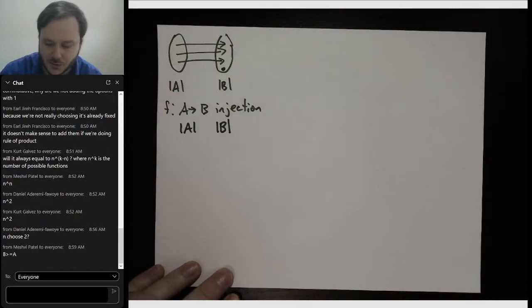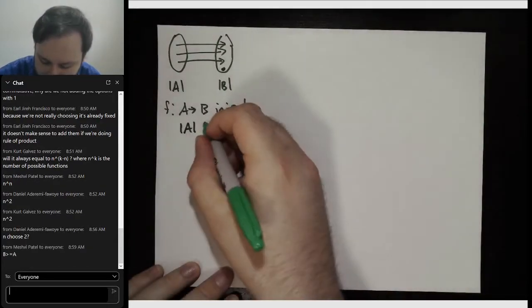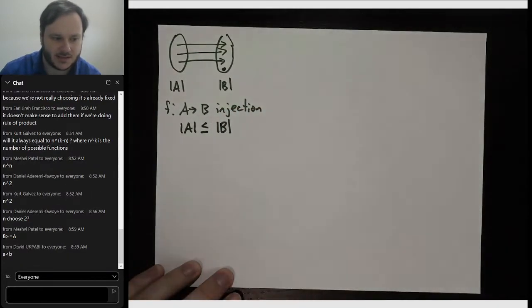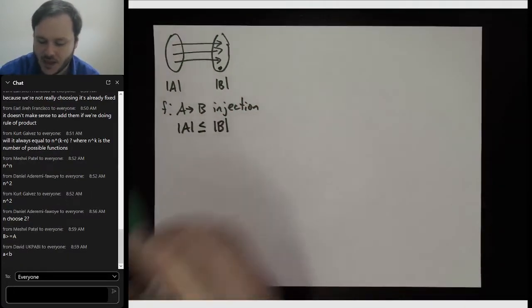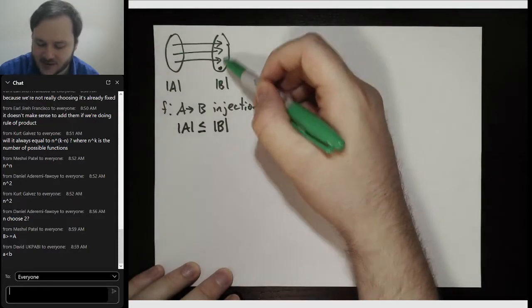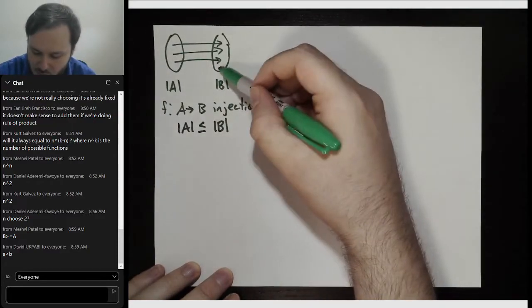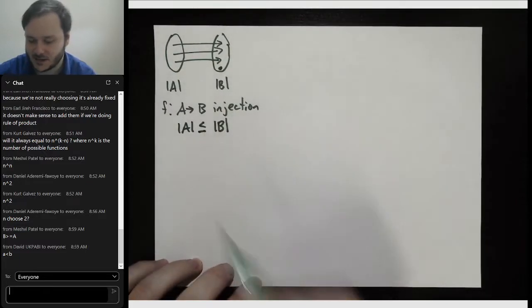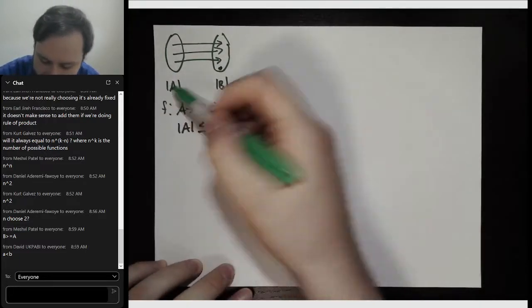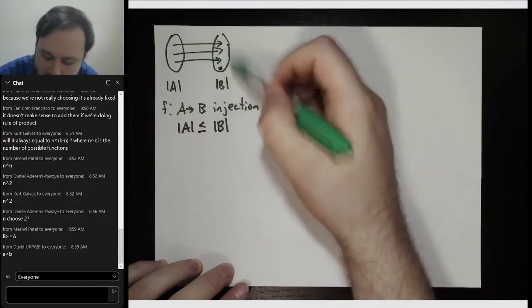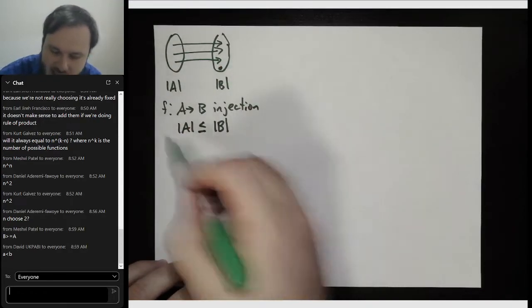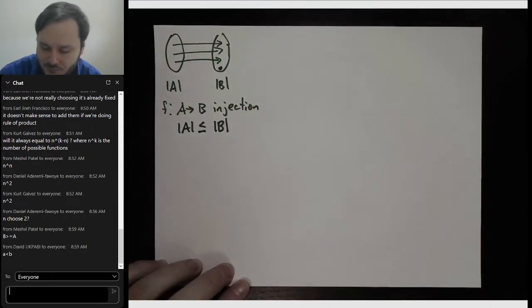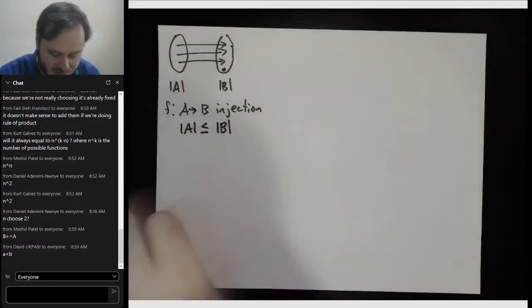B is greater than or equal to A, right? Or A is less than or equal to B. Size of A is less than or equal to B. A fits inside of B, maybe with some room to spare, or maybe not. Maybe it fits in snugly. But if I have an injection from A to B, then B has to have at least as many elements as A has.